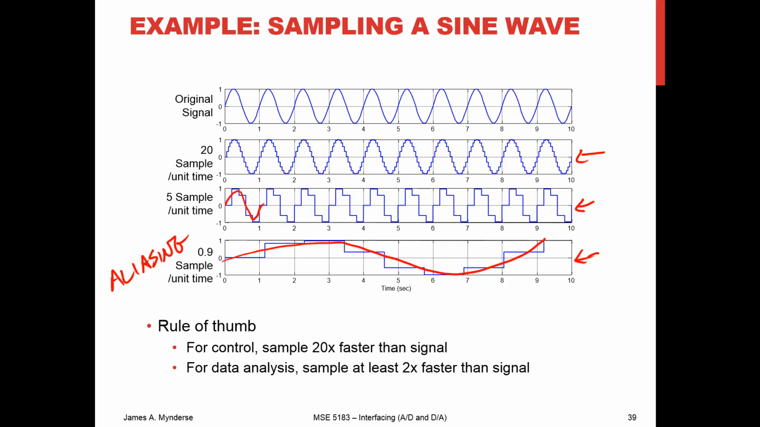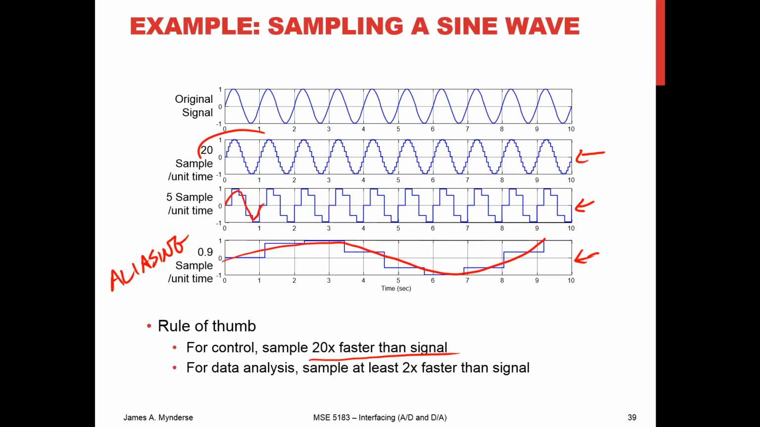And so aliasing occurs anytime that you sample less than twice as fast as the signal. So you always, always, always want to sample faster. Now, unfortunately, sampling faster means you've got to have better hardware, which means it's going to cost more. So you can't always do that. But you must sample at least twice as fast as the highest frequency signal, otherwise you will alias and things will be bad. Now, for control you generally want to sample 20 times faster. 10 to 20, but 20 would be ideal.